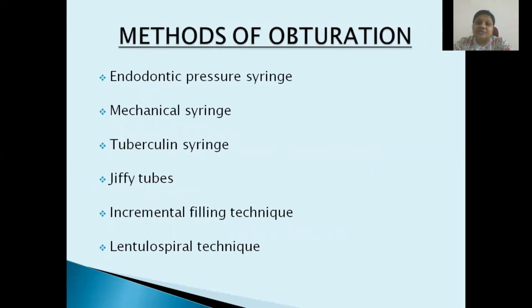What are the methods of obturation? In the past, we used different methods for obturation. We used the endodontic pressure syringe, the mechanical syringe, the tuberculin syringe. There were Jiffy tubes to be used. There were incremental filling techniques. And then finally, we started using the lentulo spiral technique.